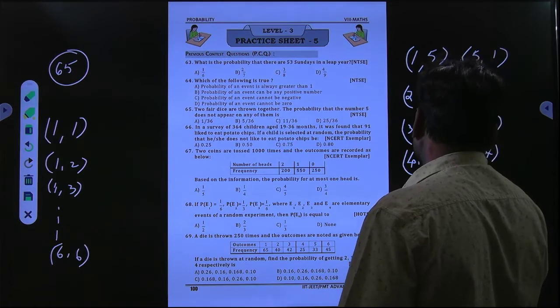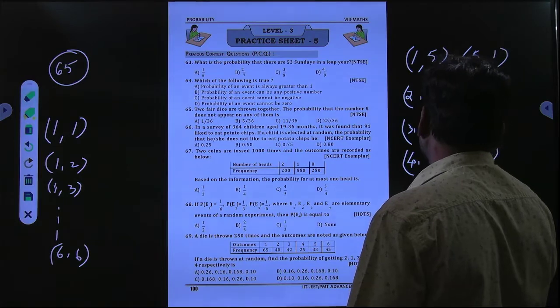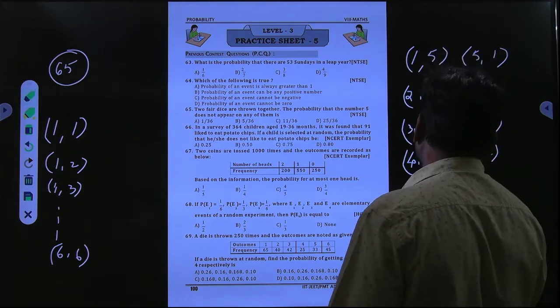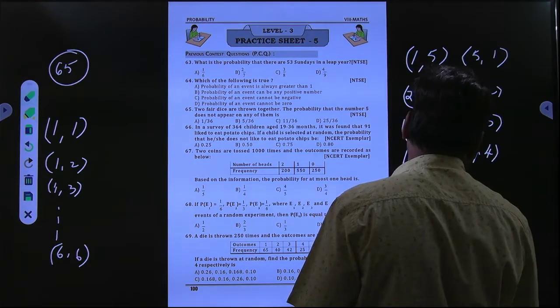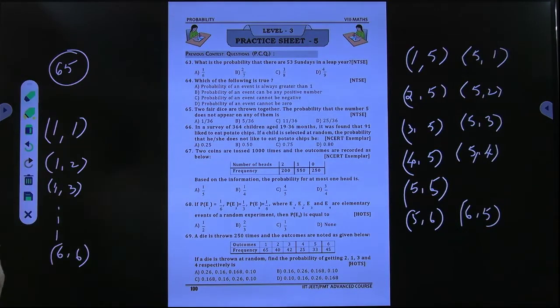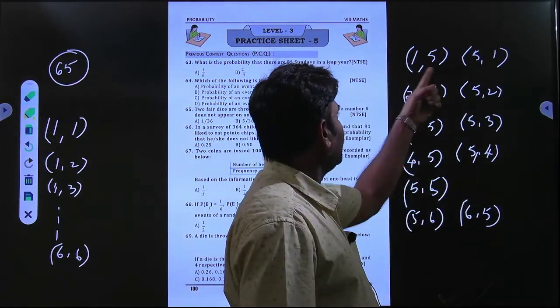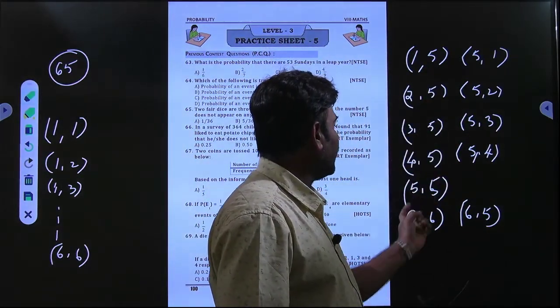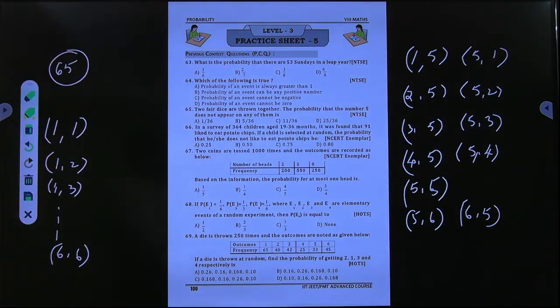Next (5,5), which can be taken only one time. Next (5,6) and at the same time (6,5). Only in these cases we are getting 5. In the remaining cases we don't get 5. How many are these? Let us check: 1, 2, 3, 4, 5, 6, 7, 8, 9, 10, 11. These 11 cases are not favorable, which means the remaining cases are favorable.